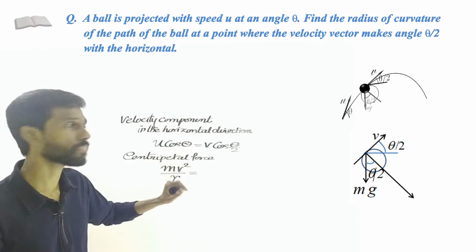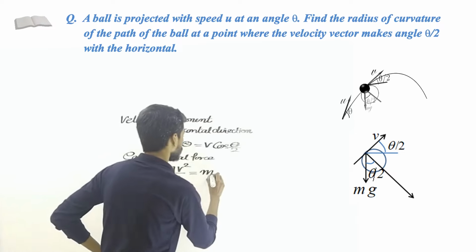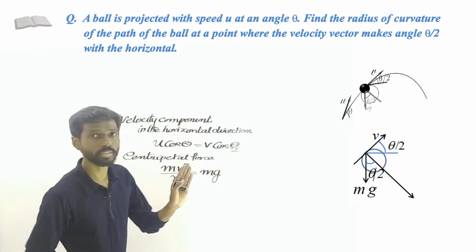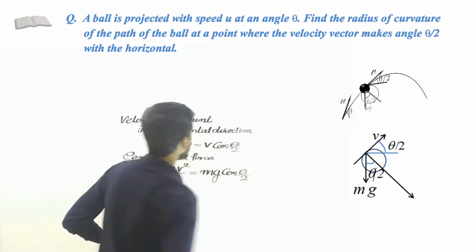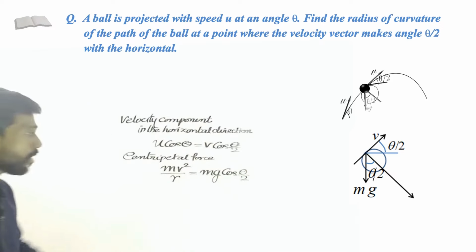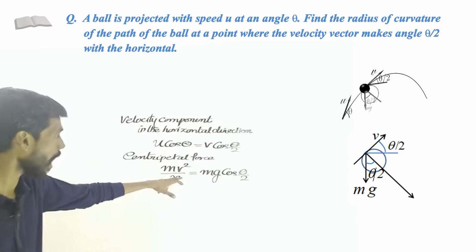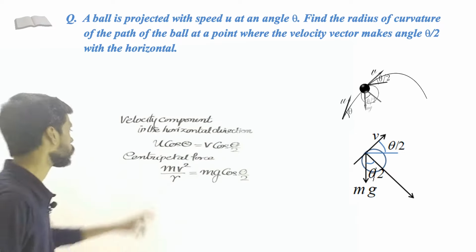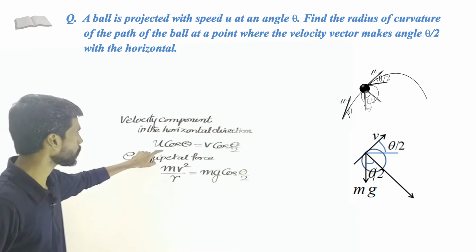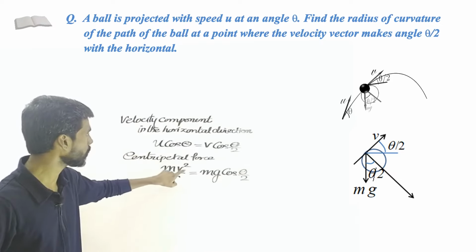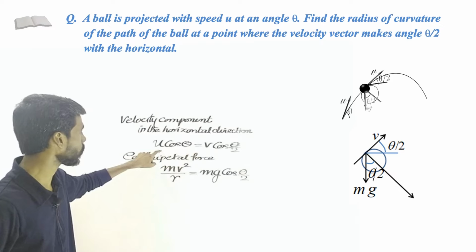That means the mg component, so mg cos theta by 2. Okay, that's all. So you can solve this to get the value of r, which is what is required in the question. So m gets cancelled. And also we have to substitute v, which is not known in the question, so you have to substitute the value of v from this.